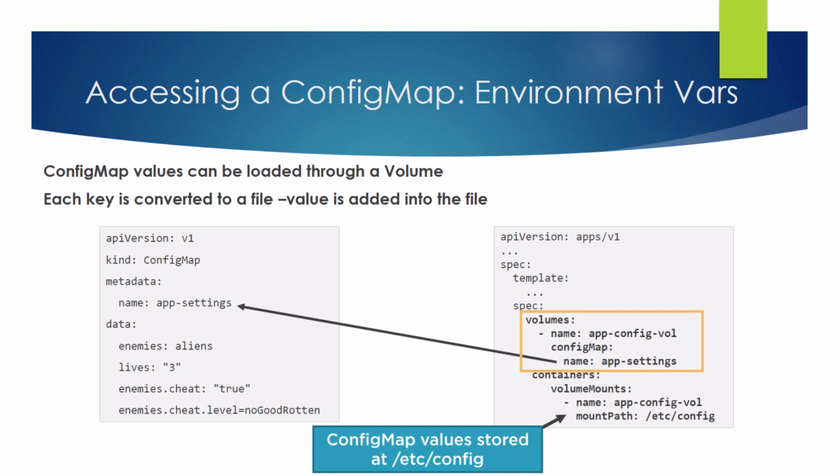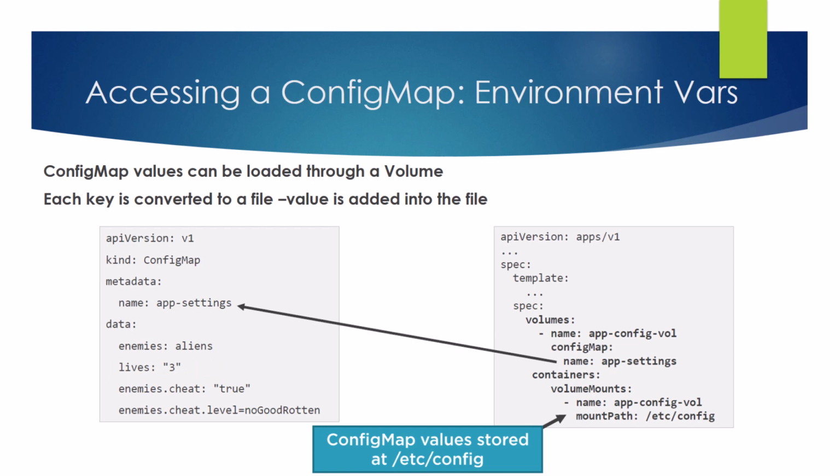Now we can also create a volume. Now this is a little bit different because each key is actually going to be converted into a file. So there's going to be an enemies file, a lives file, and enemies.cheat file, and you get the idea. And then for the enemies file, the value in the file would be aliens. For the lives, it would be 3, and you can see how that works.